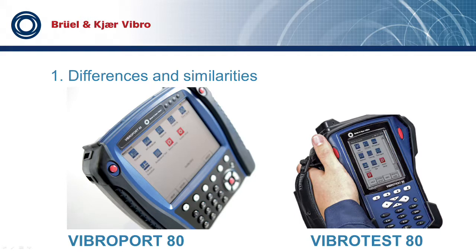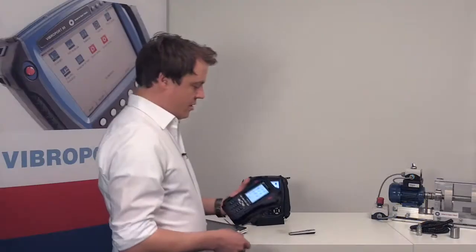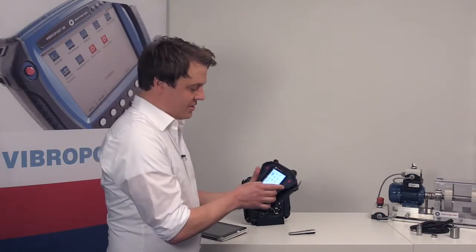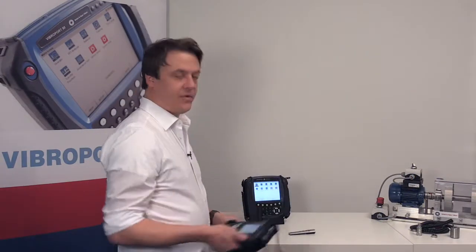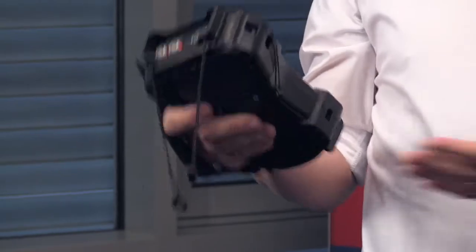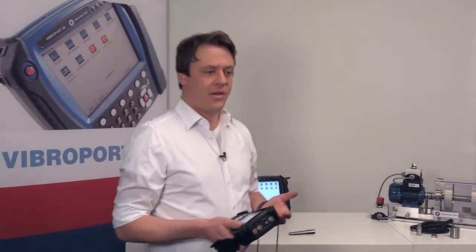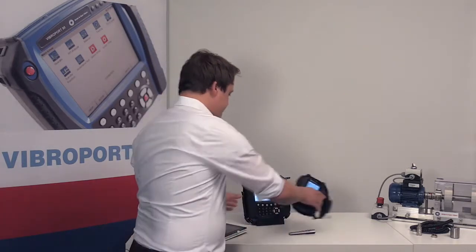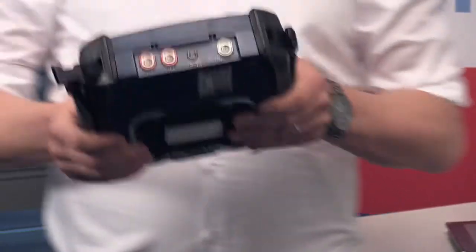Let's have a look at the small VIBROTEST 80. You can see the screen is quite small and the instrument is very lightweight. But with the hand strap, you can run around, you can take it in one hand, you can walk around, and you can do this over a long time, such as, for example, in the data collector application, when you make a route inspection. On the other side, the VIBROPORT 80, with its larger screen, is much more heavy.